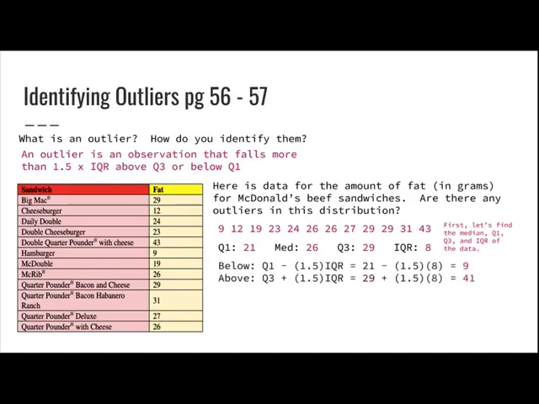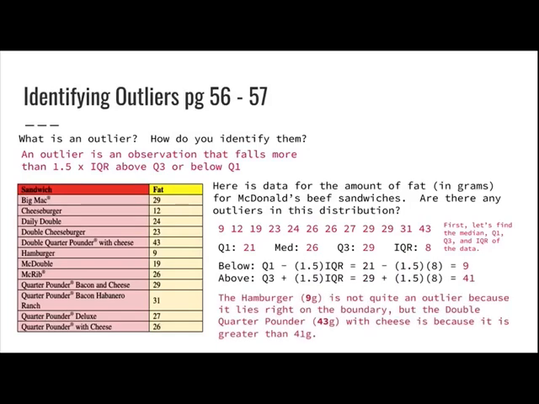So, let's find out. I take my quartile 1, I subtract 1.5 times IQR. So remember, my quartile 1 is 21. I subtract 1.5 times my IQR, which is 8, and I get 9. I do the exact same thing, except the opposite, for quartile 3. I add 1.5 times my IQR, and I get 41. So that means anything below 9 or above 41 in this set of data would be considered an outlier.